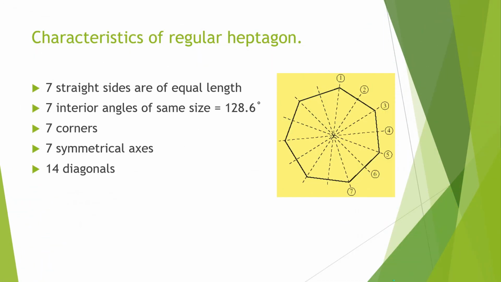A regular heptagon has 7 straight sides of equal length, 7 interior angles of the same size, 7 corners and 7 symmetrical axes. A regular heptagon has 14 diagonals. The diagram on the right shows how 7 symmetrical axes are drawn on a regular heptagon.